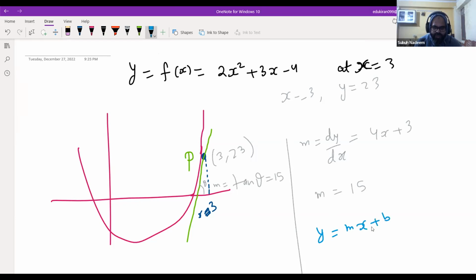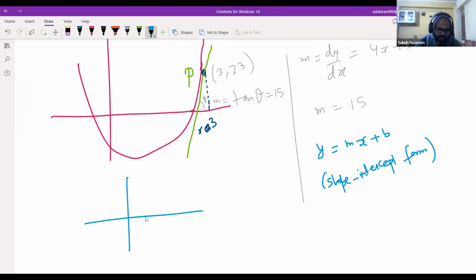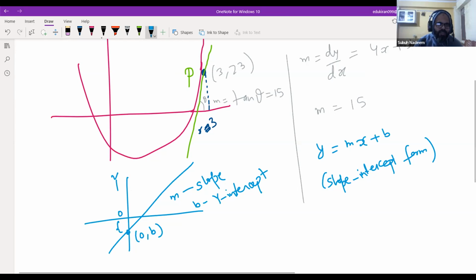So what is this equation of the line? This is a very general and common equation. It is called slope-intercept form. In coordinate geometry, it is called slope-intercept form of a line. Suppose you have a line like this, m denotes slope and b denotes y-intercept, which we commonly call intercept here. So this is 0, comma b, where it is intersecting the y-axis. This distance is from the origin, and m is the slope. So this is the slope intercept form.